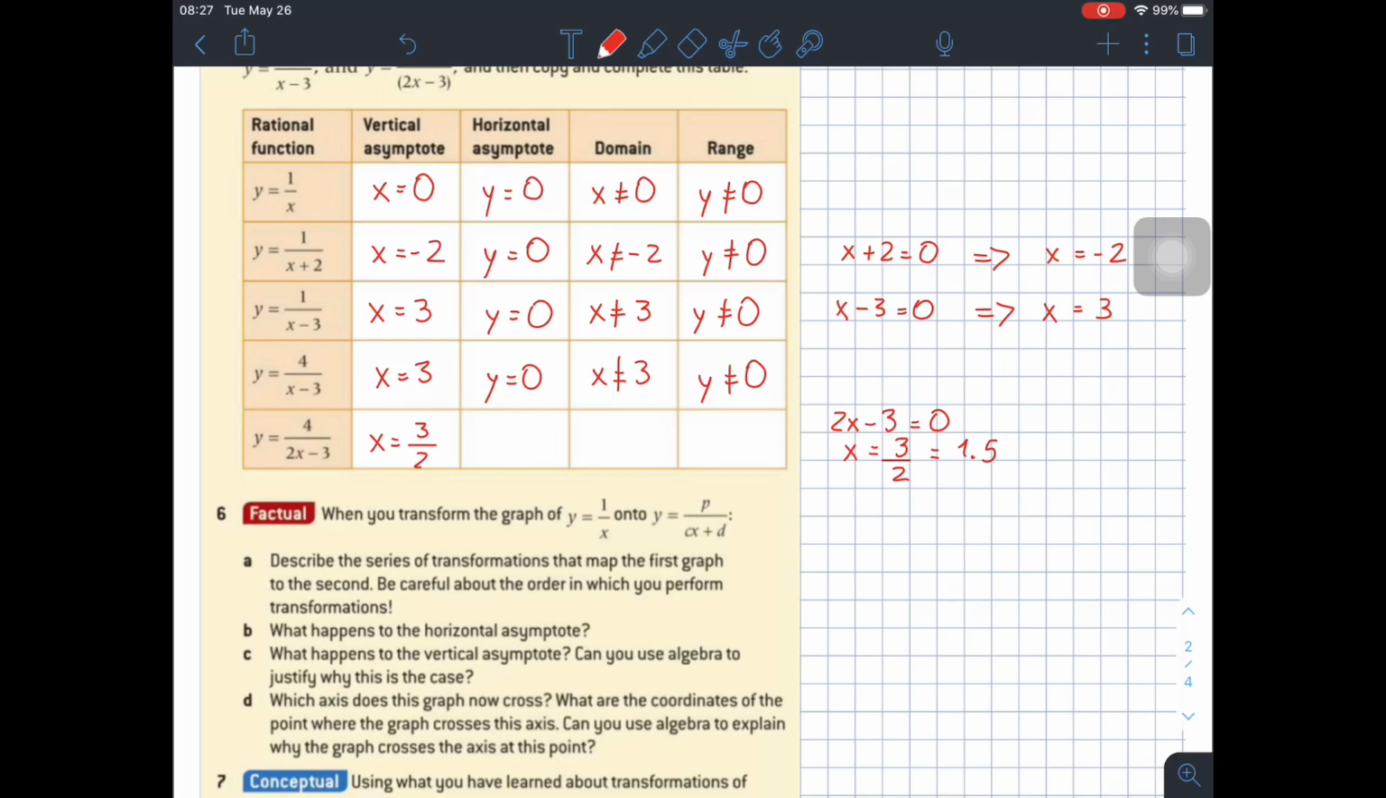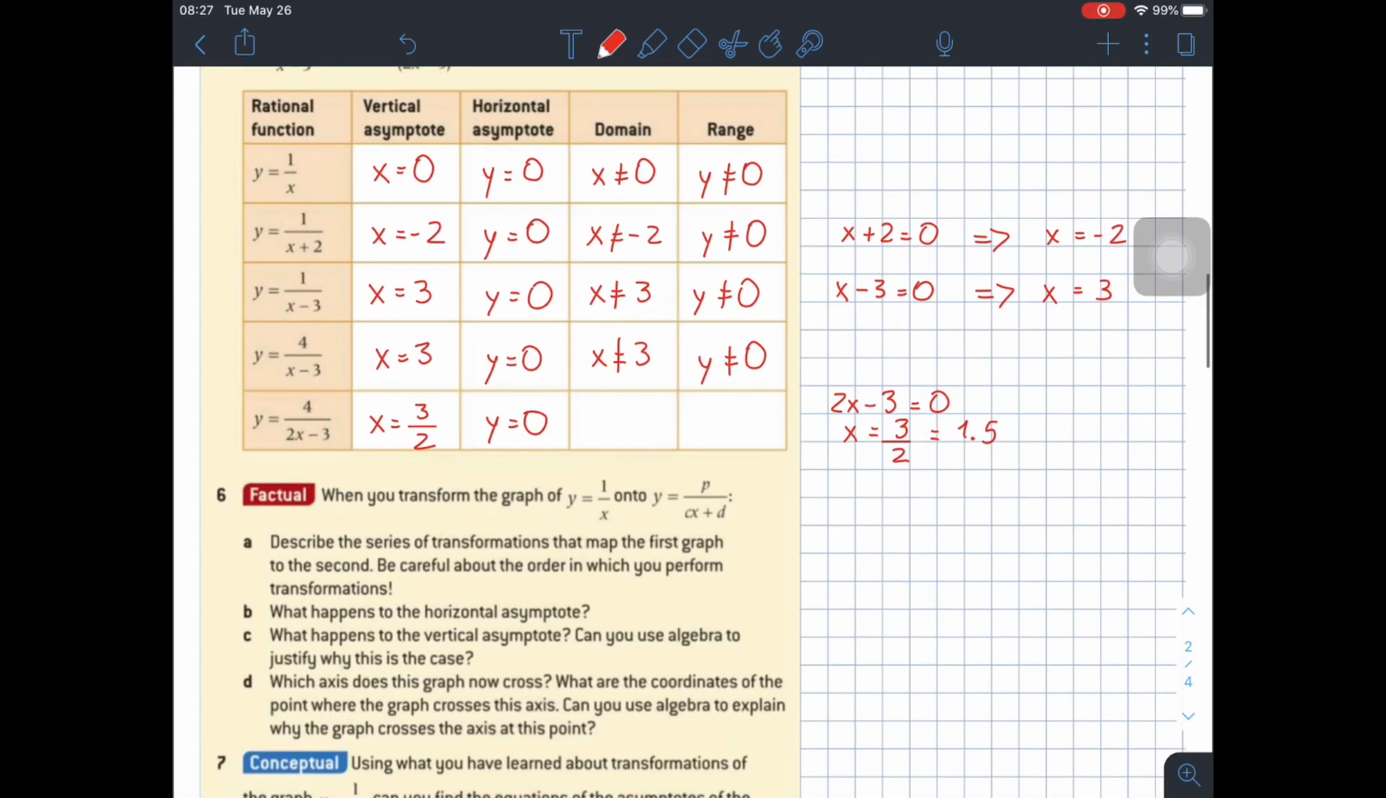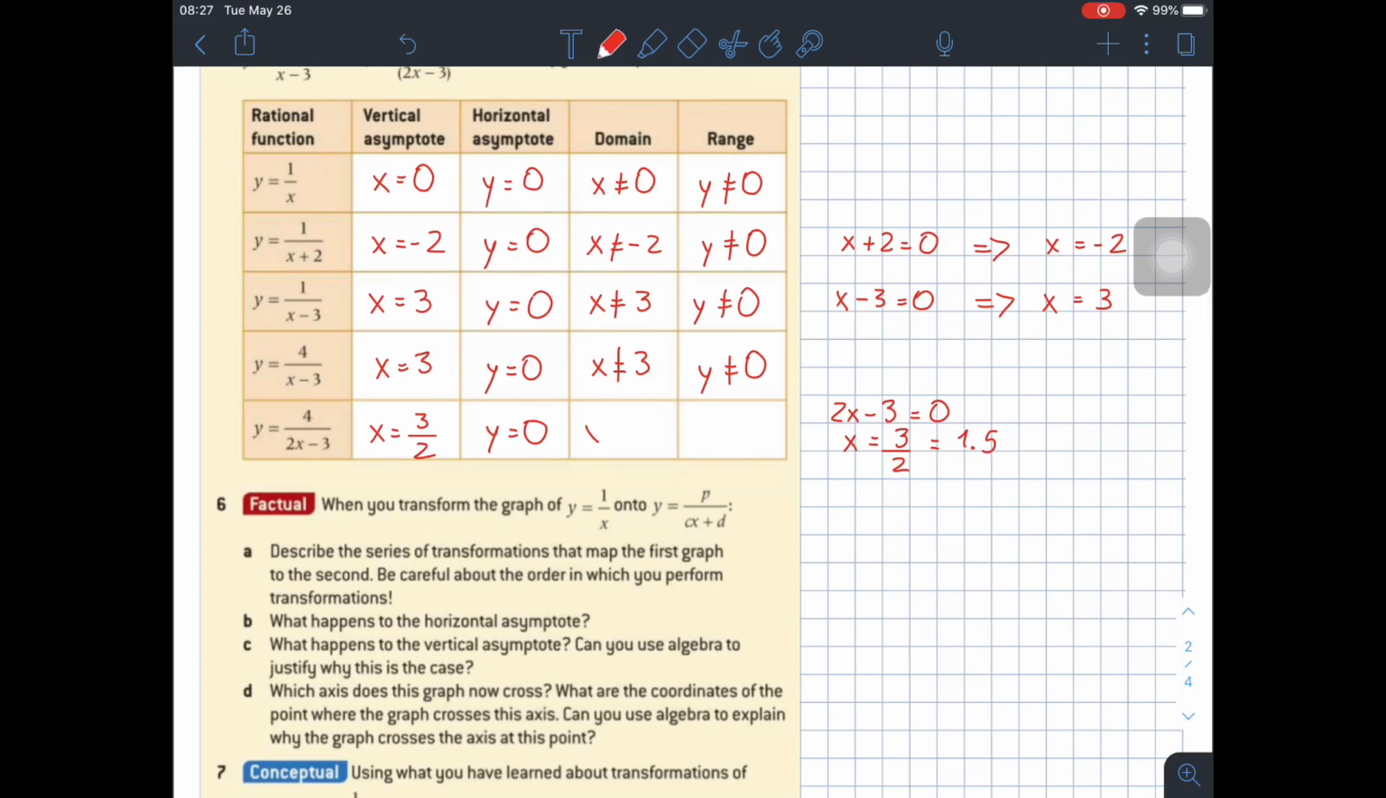3 halves. The vertical asymptote is at x equals 3 halves, and the horizontal asymptote is still y equals 0 because there's no vertical shift like the ones we saw in the previous example. So the domain would be x different from 3 halves, and the range is y different from 0.